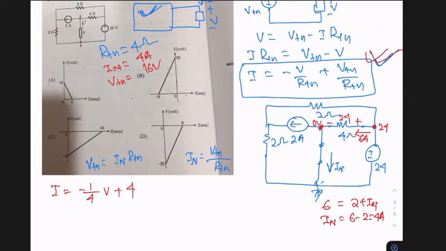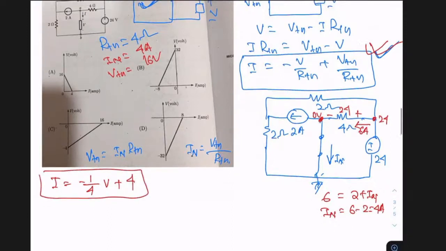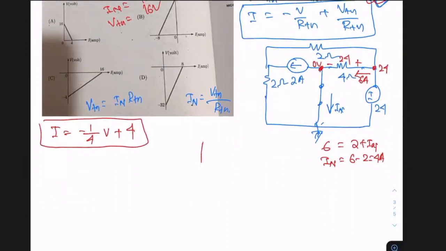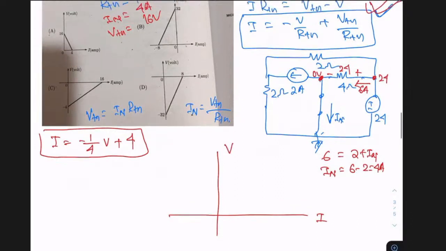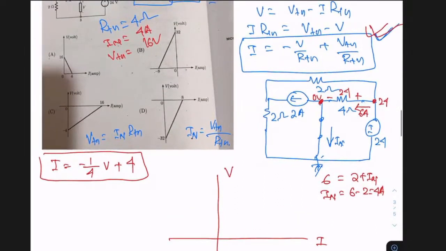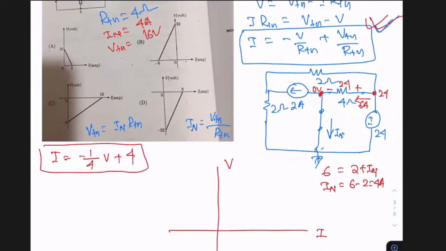So you have to check now which particular equation is satisfying this one. Or if I want to plot it independently, let me take I on the x-axis and V on the y-axis, because that's the way all the options are given. I think it would have been easy to express V in terms of I, I mean V equals to something in terms of I. Anyway, we can do it this way also, no problem.